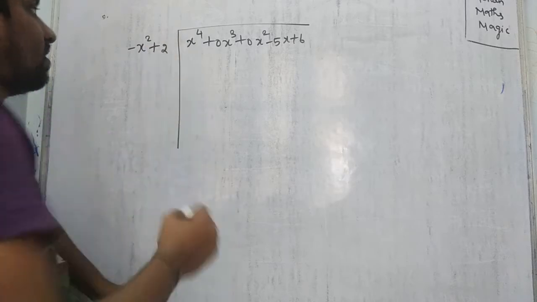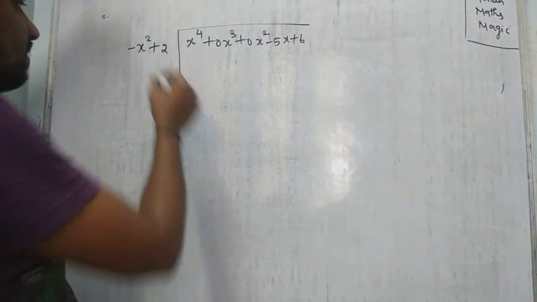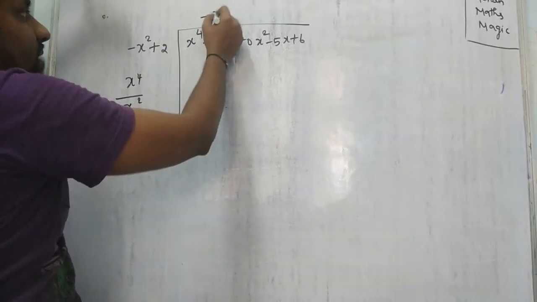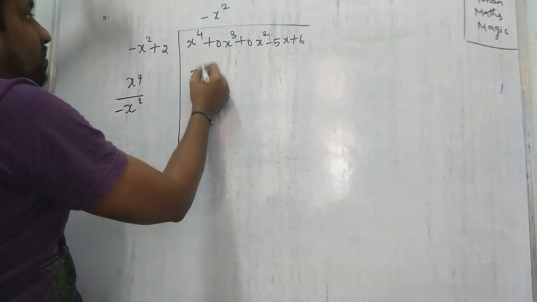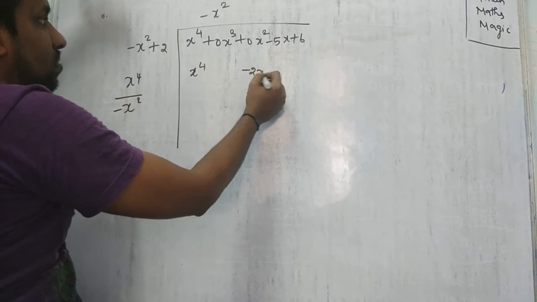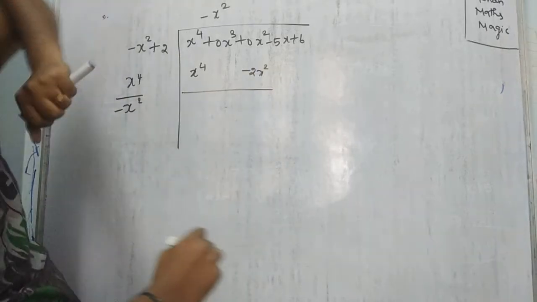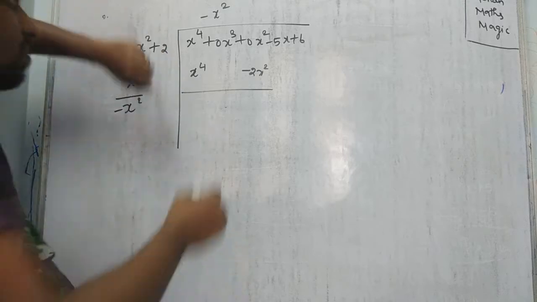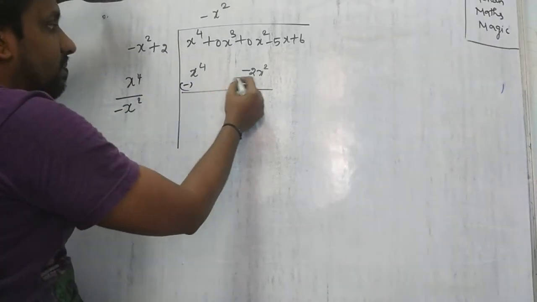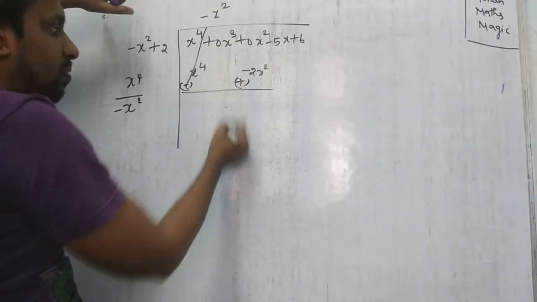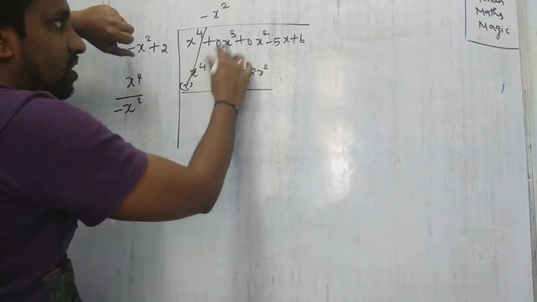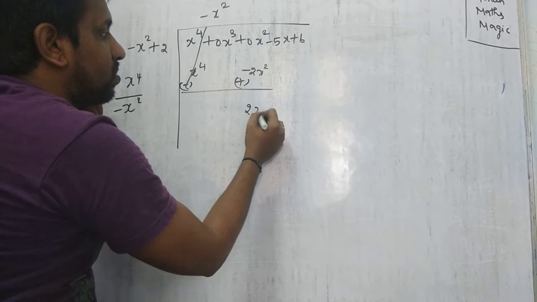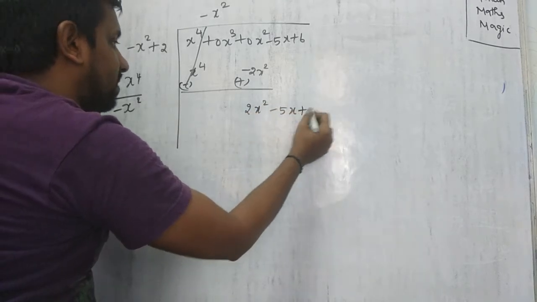Write the divisor in order. Now first term by first term, x power 4 by minus x square, I got minus x square. x power 4 minus 2x square. Okay, so minus plus 0x cube, even if you put it, there is no value. Okay, you don't need to put 0x cube; put it only if there is a number. So this is 2x square minus 5x plus 6.